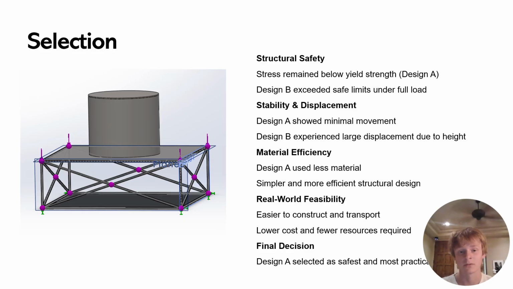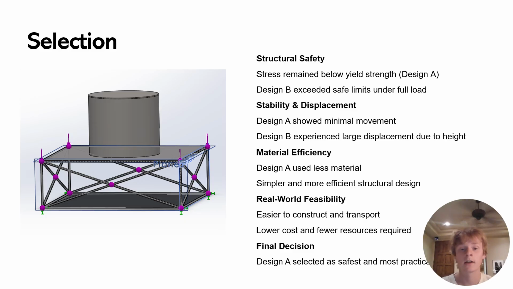The next factor was stability and displacement. Design A showed very little movement, which indicates a stable structure. Design B, because of its height, experienced much larger displacement, especially at the top, which is a sign of instability. We also looked at material efficiency. Design A uses less material and has a simpler structure, which makes it more efficient overall.